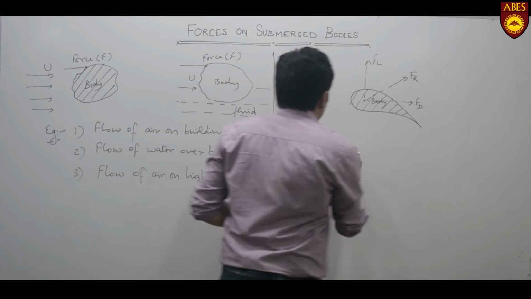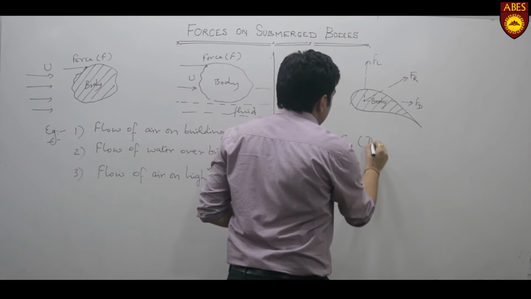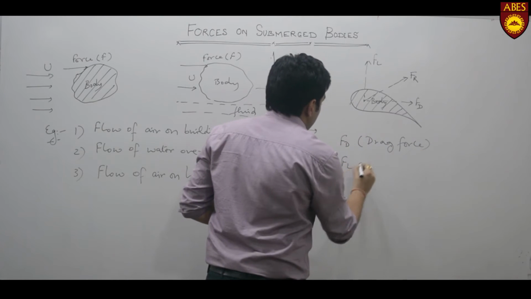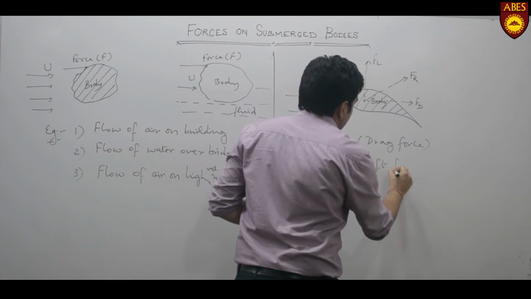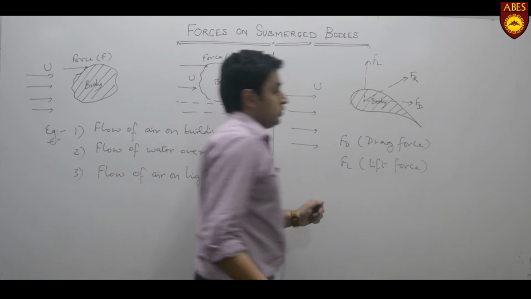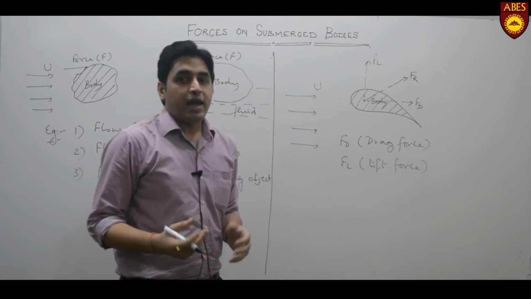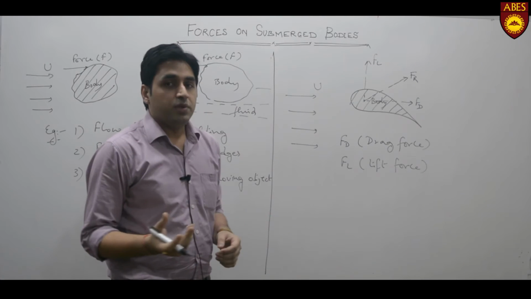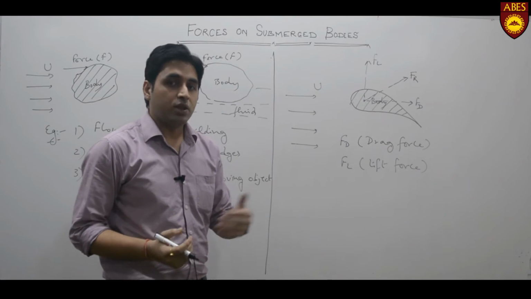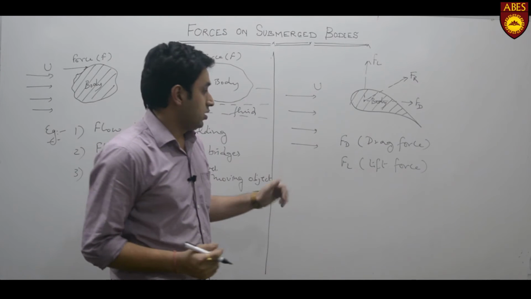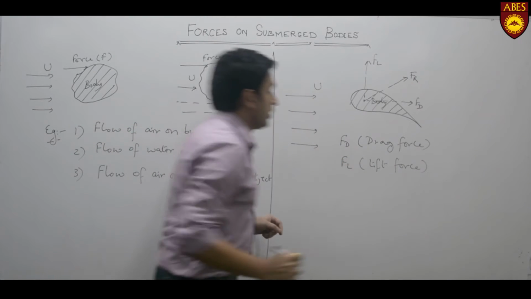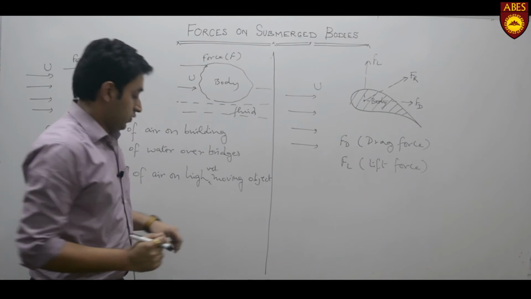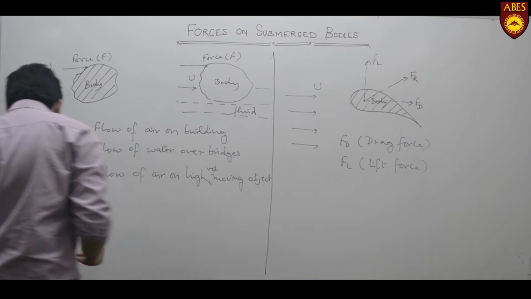Now what is Fd? That is the drag force. And what is Fl? It is the lift force. You may have heard about the drag force acting on high moving cars, or particular objects which are in the path of high velocity flow. So now we see what Fd and Fl are and how they can be derived. For this purpose, let us see the derivation.